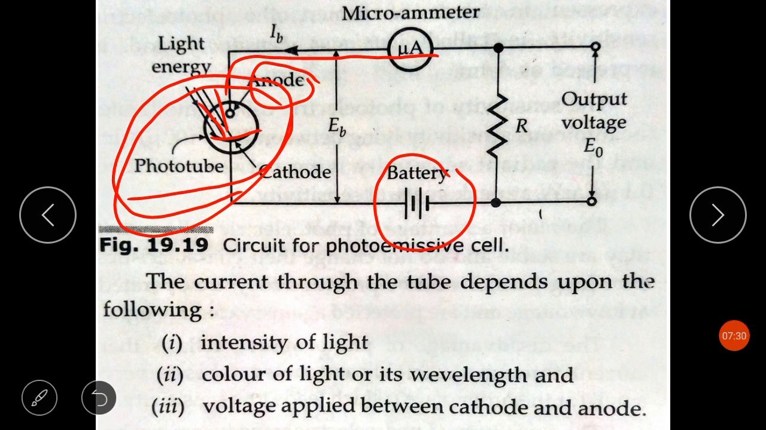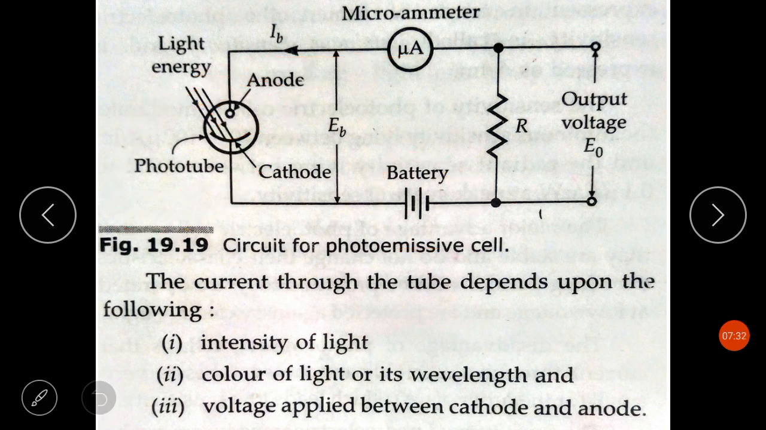Now as we can see, the current, that is the photoelectric current. Here I will be saying photoelectric current because this current is the result of the photoemissive effect, because the light radiations are striking the photoemissive material and only then we'll get the current. So here I will use the term photoelectric current. This photoelectric current depends on various factors.